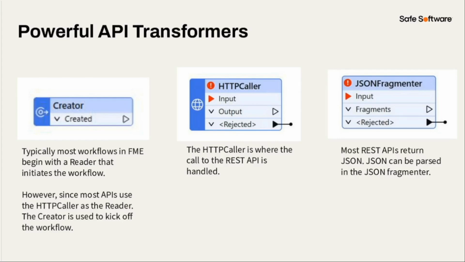So the creator is the one that will initiate your workspace, and then the HTTP caller is where the call to the REST API is handled. This is where we will configure everything. And the JSON fragmenter is important for parsing that JSON and making it so that it's digestible for the rest of the workspace.